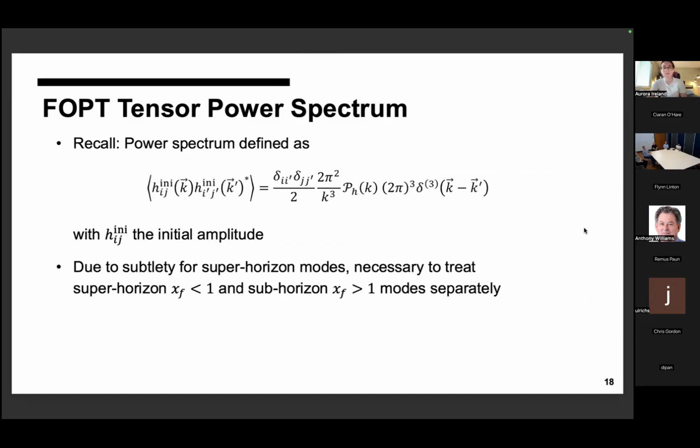All right, so this gives me a solution for what H is, and now I can calculate my power spectrum. My power spectrum is essentially the 2-point function of this Hij evaluated at some initial time, my initial amplitude. Because of the subtlety that I mentioned with the super horizon modes, it's actually going to be necessary to treat the super horizon and the sub horizon modes separately.